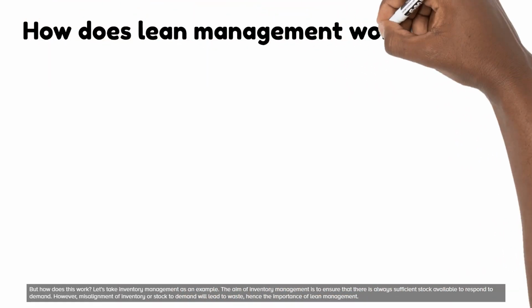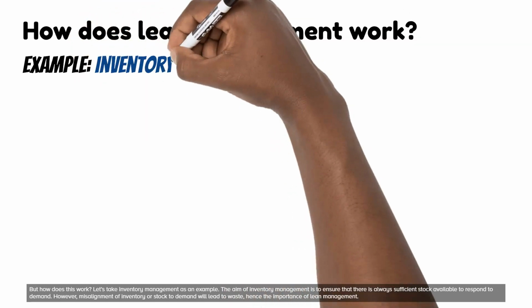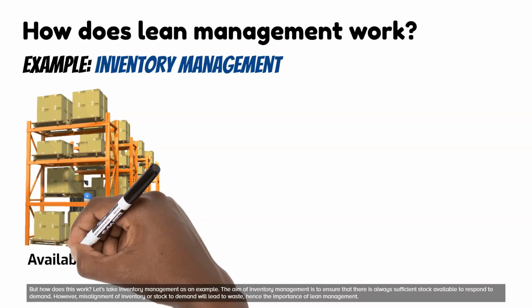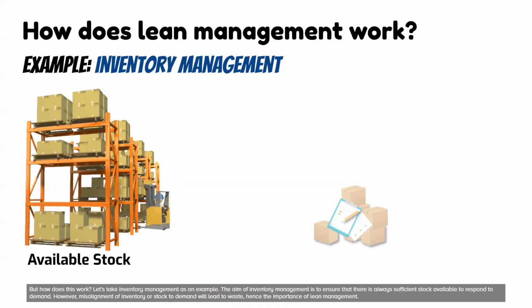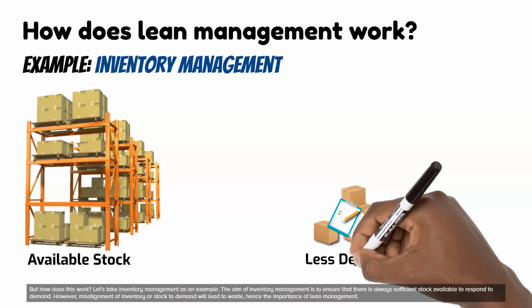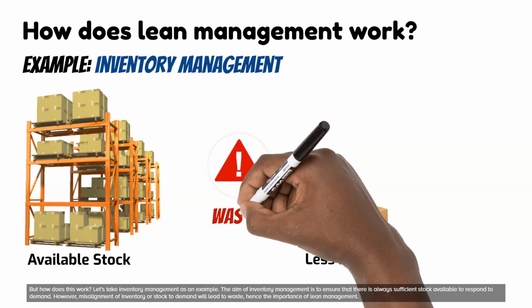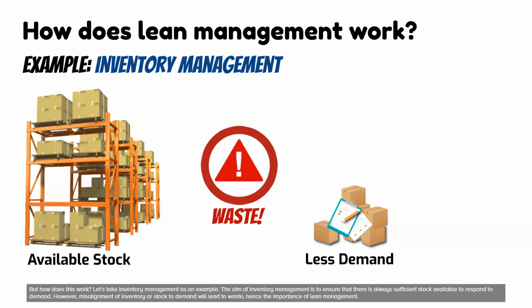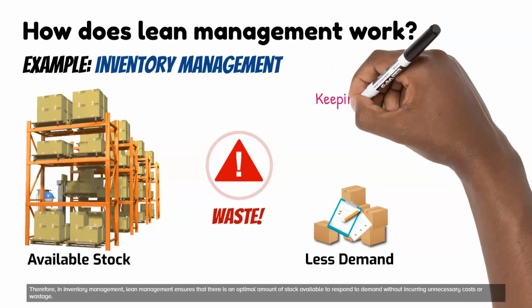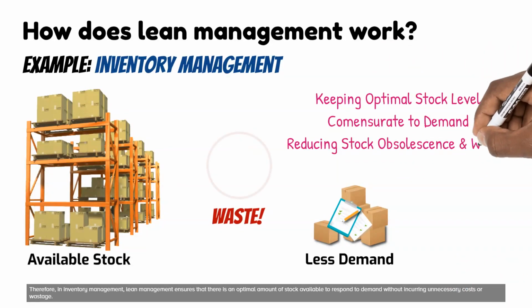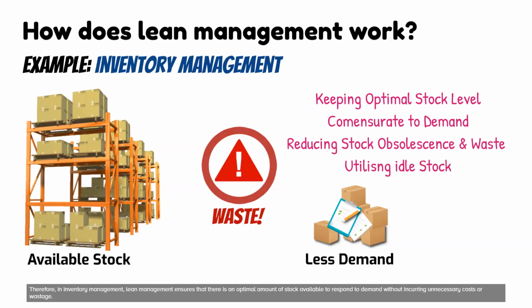Let's take inventory management as an example. The aim of inventory management is to ensure that there is always sufficient stock available to respond to demand. However, misalignment of inventory or stock to demand will lead to waste, hence the importance of lean management. Therefore, in inventory management, lean management ensures that there is an optimal amount of stock available to respond to demand without incurring unnecessary costs or wastage.